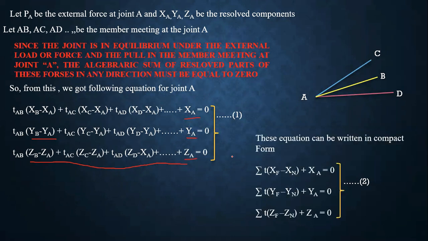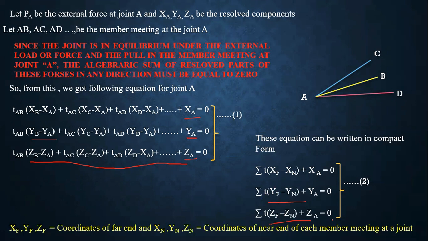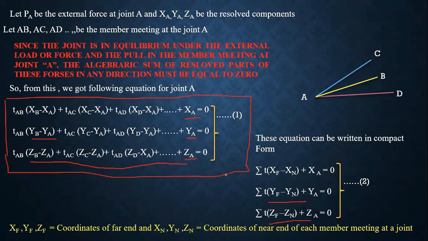We can write this in compact form: the summation of t (XF minus XN) plus XA equals zero, same for Y and Z. F and N are the far end and near end coordinates of each member fitting at a particular joint. So these equations we use to analyze the space frame. Now we take a question for analysis purposes.